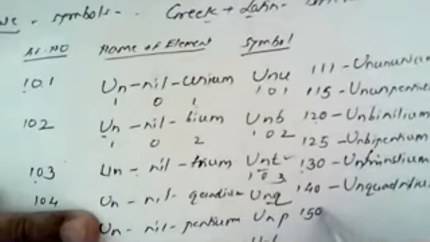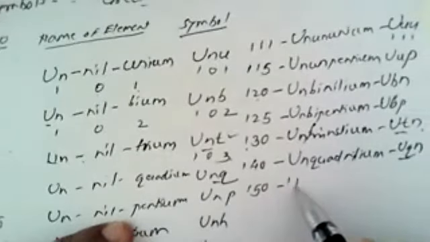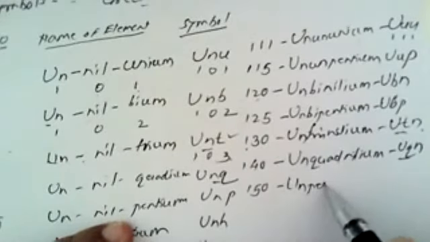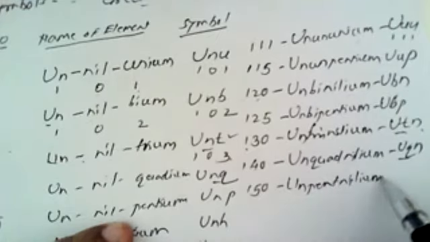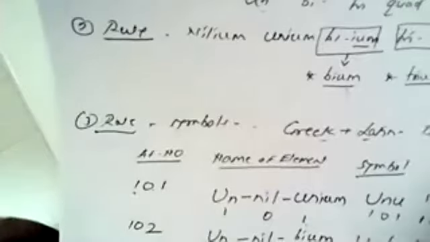And the last member I am giving here, 150, is very simple. It is unpentnilium, UPN, very simple. So this is how we can give the names and the symbols for all these elements. This is how we can arrive at the names of SHE elements with their symbols during this study of this topic.